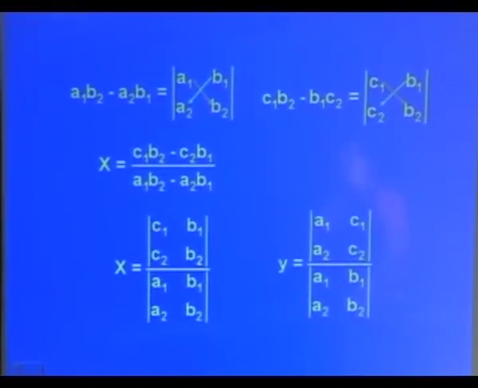Now, here we have used this notation. We call this a determinant of the matrix a1 b1, a2 b2. Using this notation, we write down y in this particular form. We have already written this expression as this here. Similarly, we can obtain a1 c2 minus c1 a2 as this determinant.